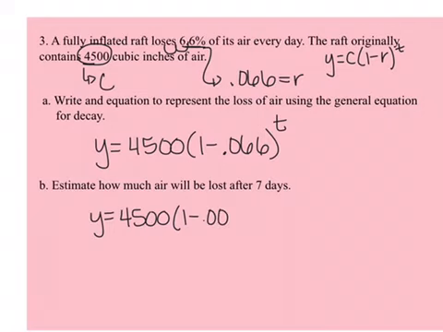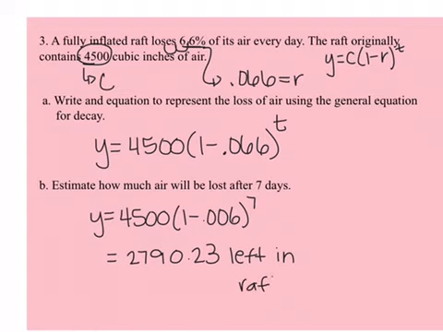And then when you plug this into your calculator, make sure that you put your parentheses around that 1 minus your rate. And then don't forget to hit your caret key before you get the 7. When I do this, I got 2,790.23. So this tells me how much cubic inches I have left in my raft.